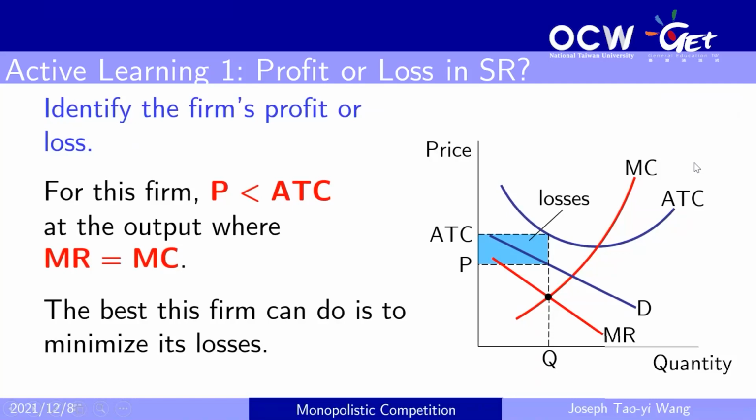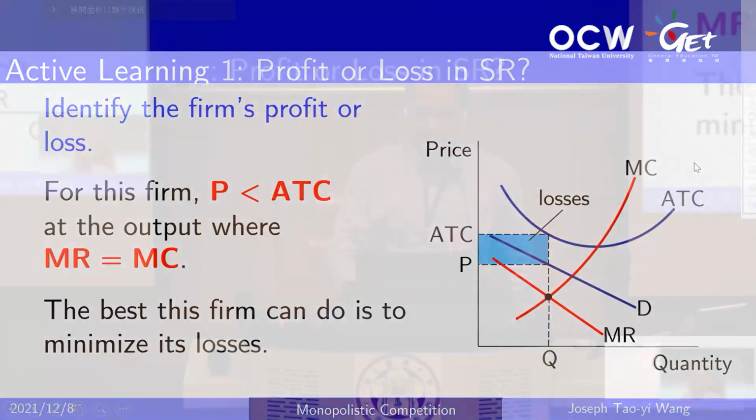Okay, so this is the short run. The monopolistically competitive firm is doing the exact same thing as the monopoly, but it could be making a profit or making a loss.